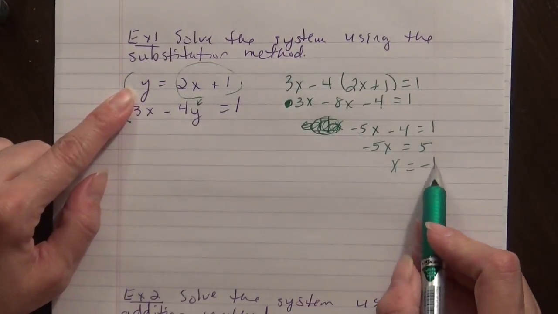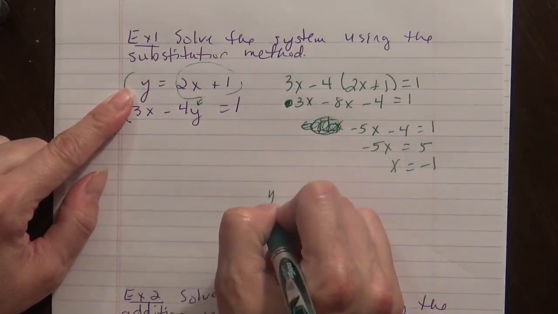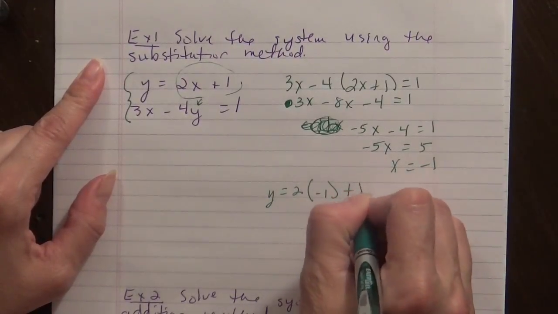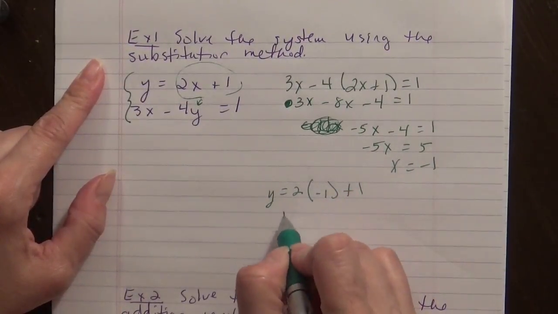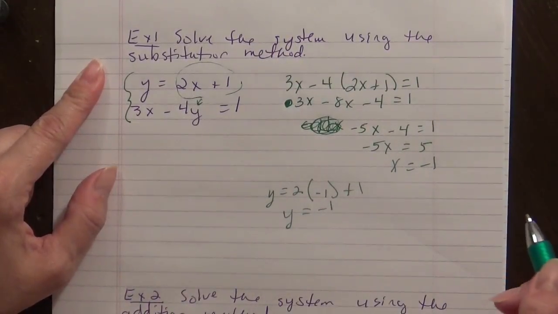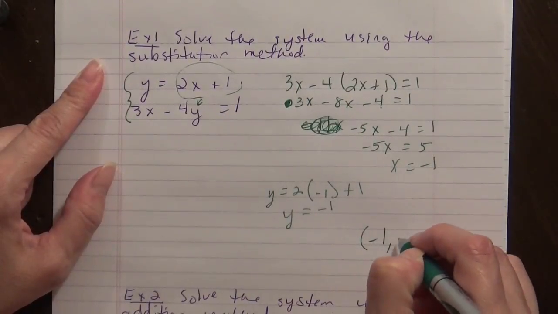So I'm going to put my negative 1 into that first equation in place of my x, giving me y equals 2 times negative 1 plus 1. And that gives me a value of y equal negative 2 plus 1, or negative 1. So my ordered pair, my solution is the ordered pair (negative 1, negative 1).